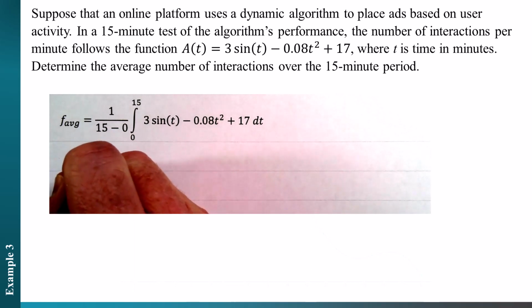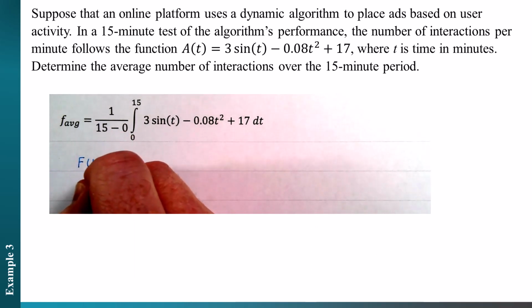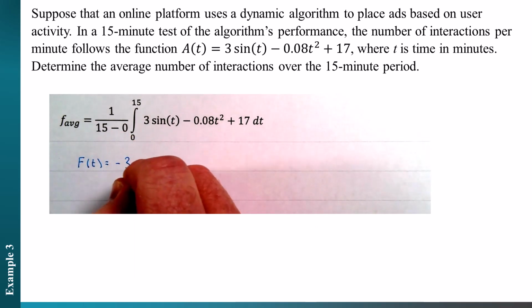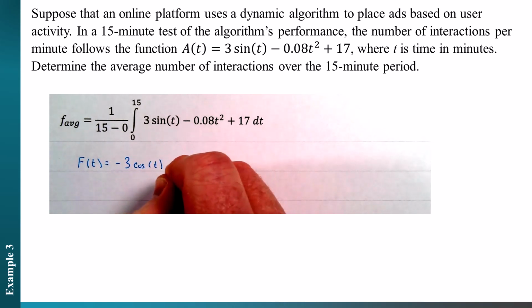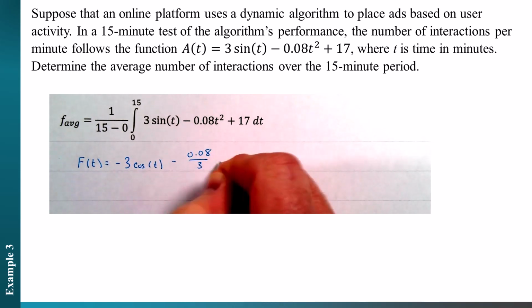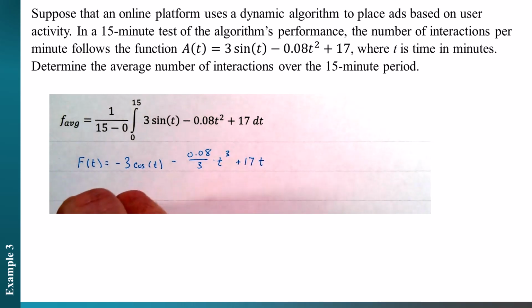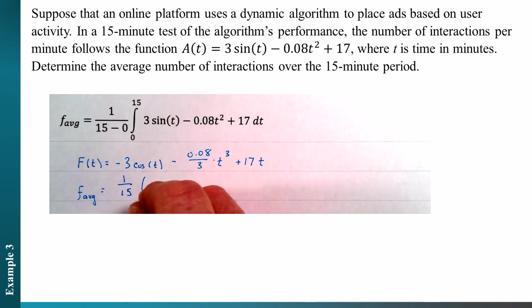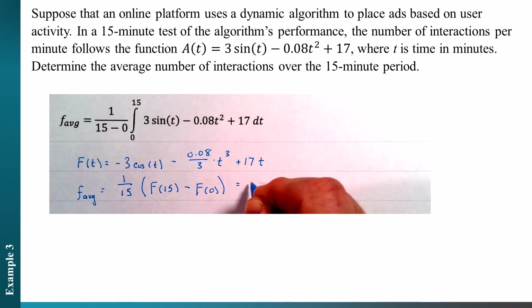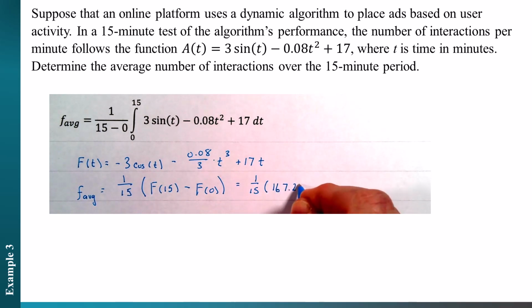Now, we find an antiderivative of a of t to be capital F of t equals negative 3 times cosine t minus 0.08 over 3 t cubed plus 17t. So the average value is 1 over 15 times capital F of 15 minus capital F of 0. This gives us 1 over 15 times 167.279 minus a negative 3, which is approximately 11.35 interactions.